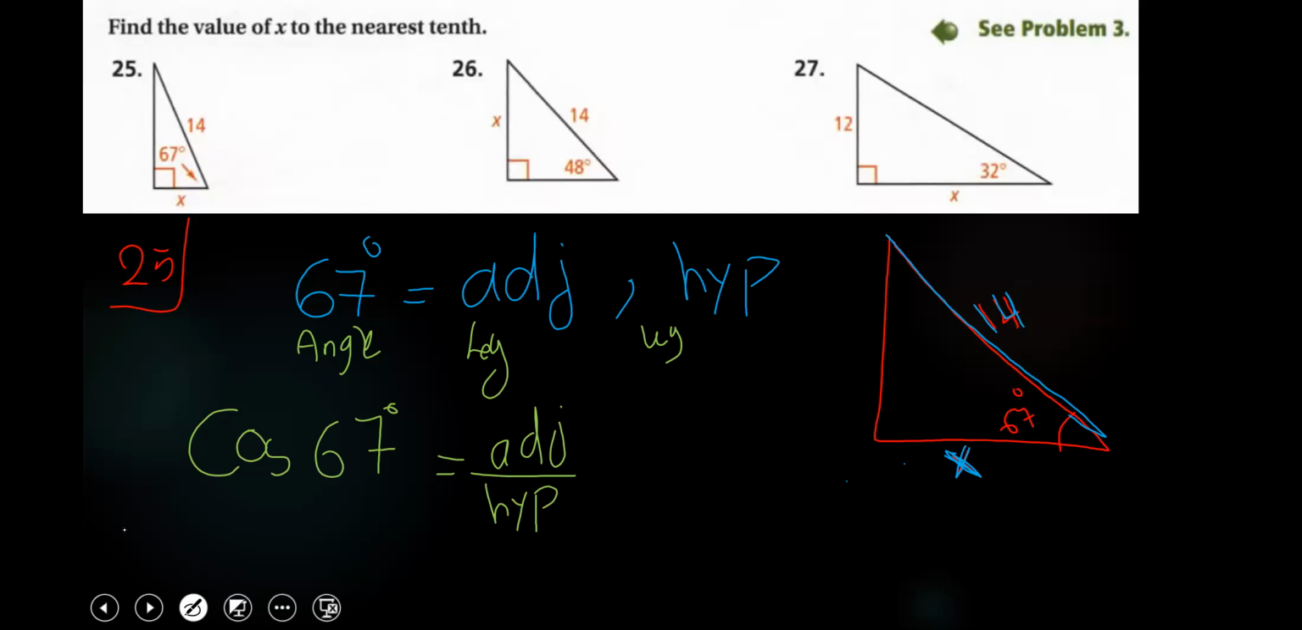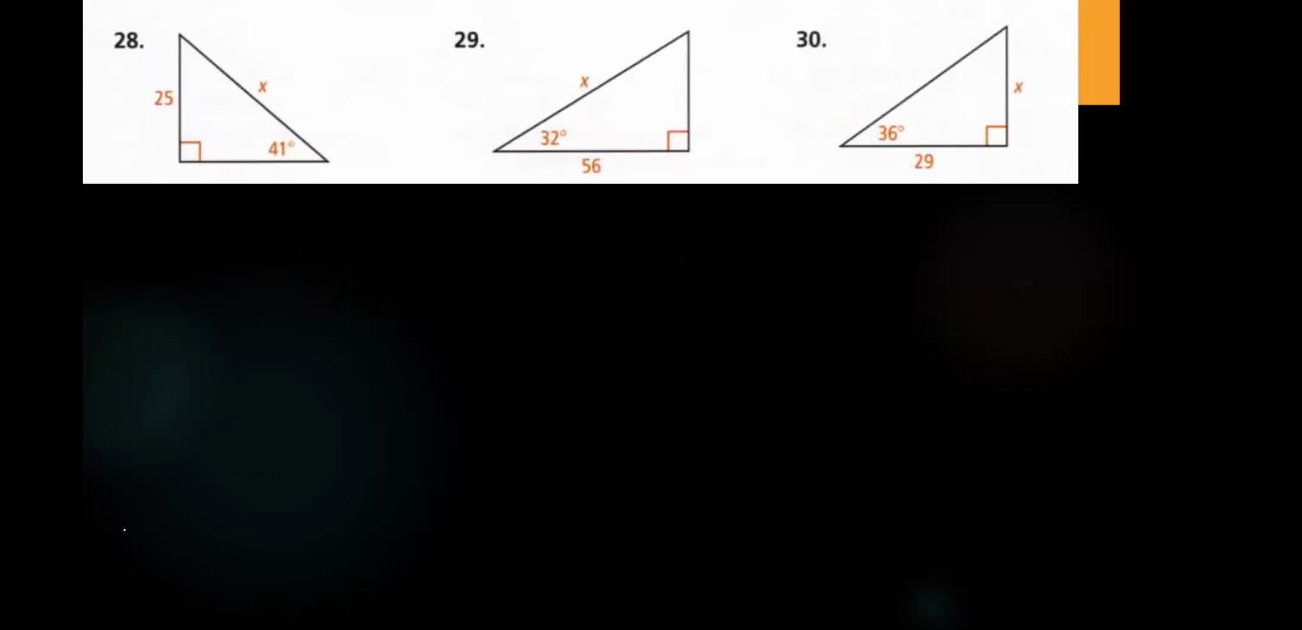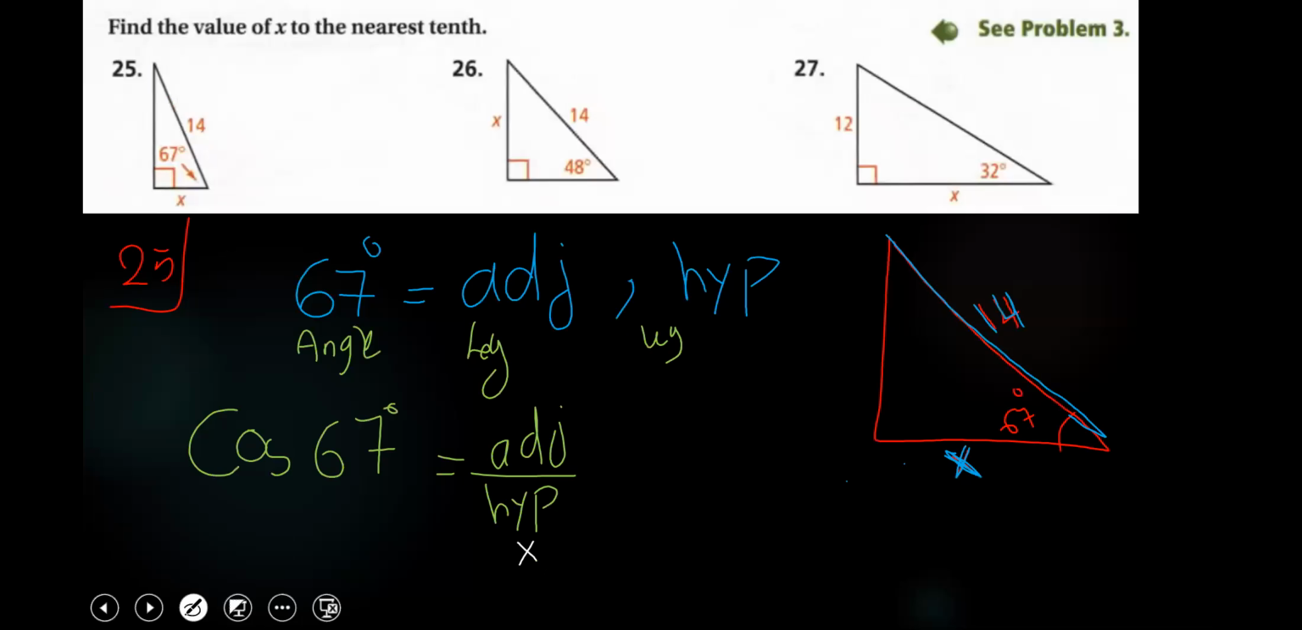Then after that, where is the adjacent here? x. Bravo. Where is the hypotenuse? 14. And I need cosine 67. How would you find it? By the calculator, which is 0.39. I need now to find x.